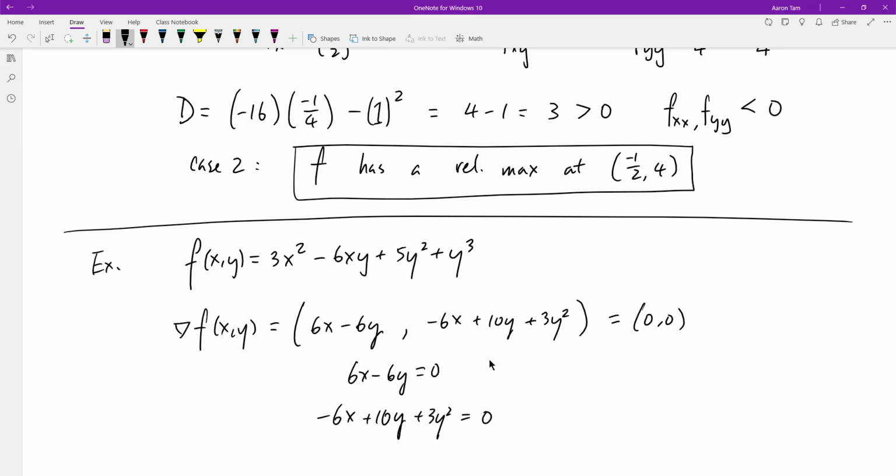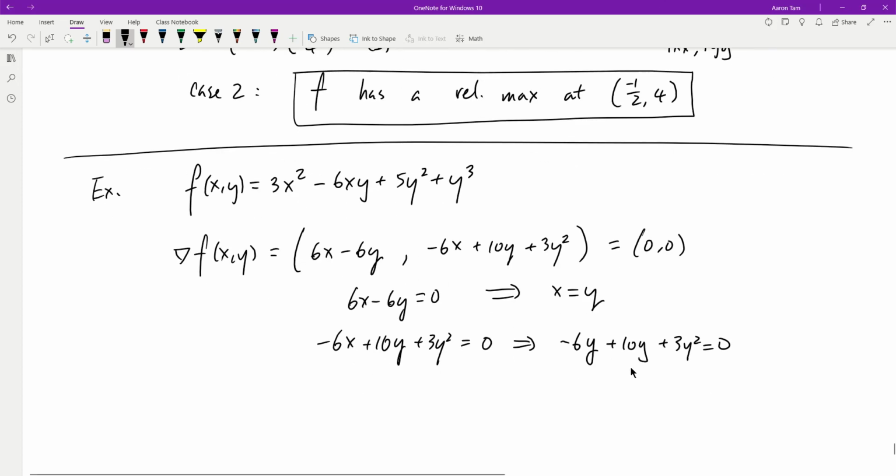So it should be pretty simple. The first equation tells me that x and y must equal the same thing, because otherwise it would not be satisfied. If that's the case, my second equation tells me that negative 6y plus 10y plus 3y squared equals 0, because I just replace x with y. Now I can solve that. That becomes 3y squared plus 4y equal to 0.